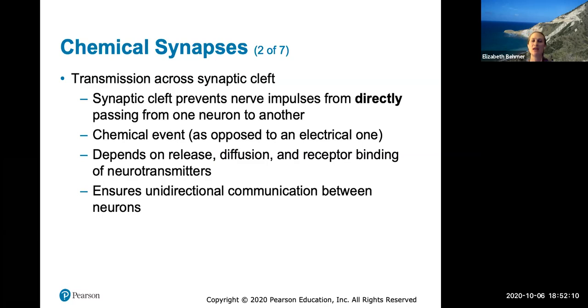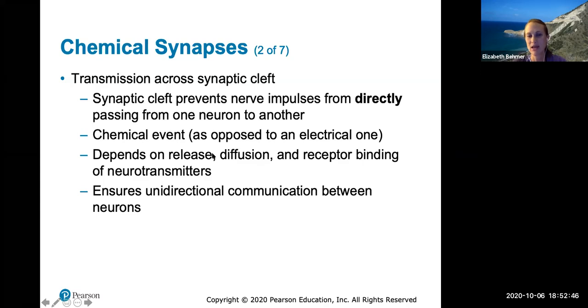So how do we get transmission of a neurotransmitter across this synaptic cleft or space? The synaptic cleft prevents the nerve impulses from directly passing from one neuron to another. There's a chemical event. So instead of just passing along an electrical signal neuron to neuron, we have to bring chemicals into this. And the transmission will depend on the release, the diffusion, and the receptor binding of the neurotransmitter. And this will ensure unidirectional communication between neurons.